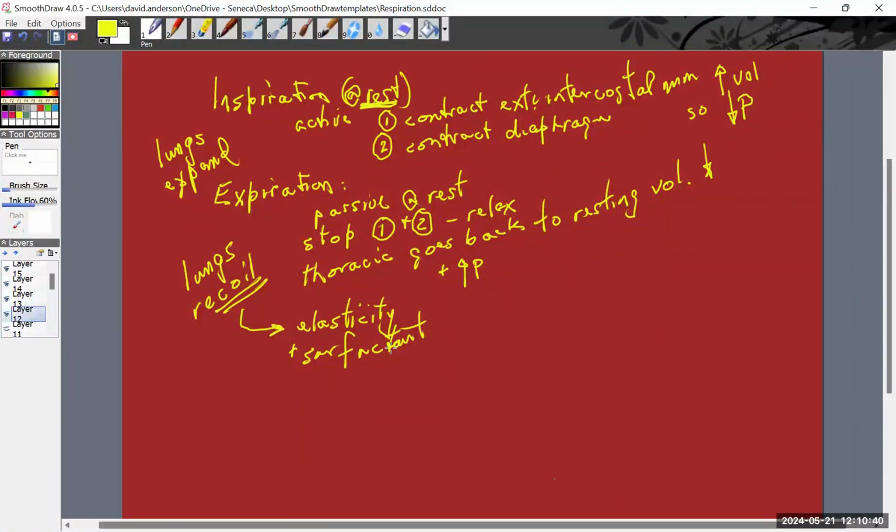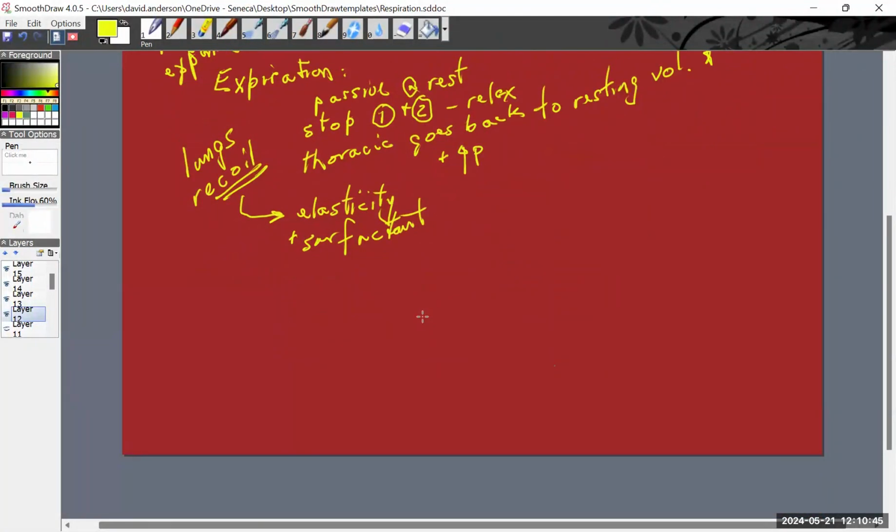So when we talk about the mechanics of breathing, this is what we're looking at, the mechanics of breathing. Okay, now one thing to consider is we were talking here about the mechanics of breathing at rest. When we talk about active breathing, we're going to recruit more muscles.